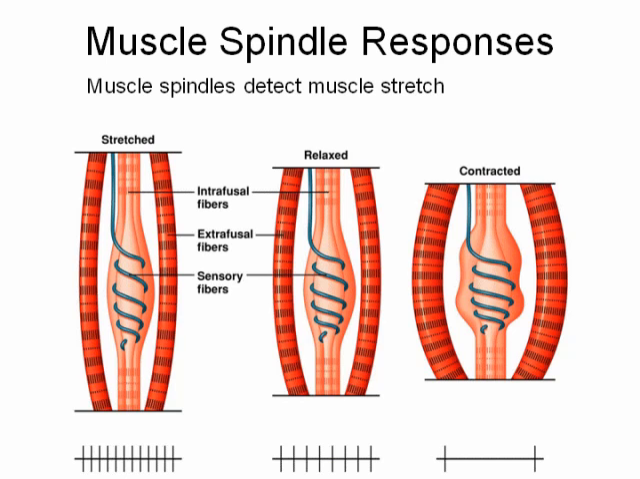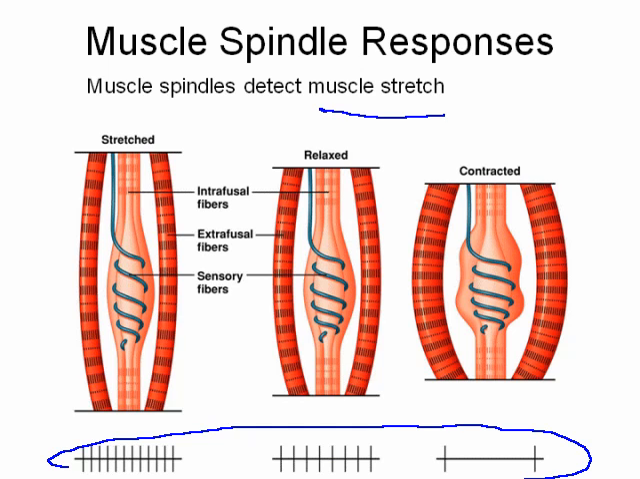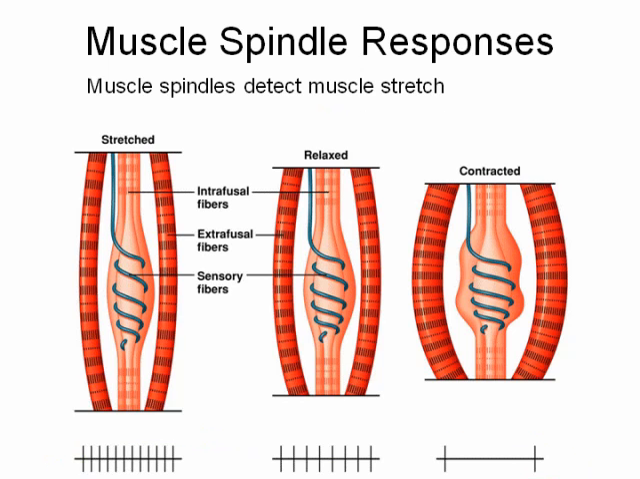So what kind of responses can you get from these muscle spindles? Well, muscle spindles detect muscle stretch. Their whole function is to maintain an adequate amount of muscle tension to keep you within the optimum length-tension relationship. So this lower panel here represents action potentials as we stretch or contract the muscle.